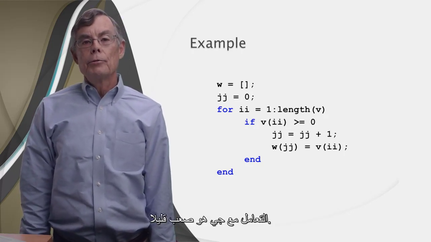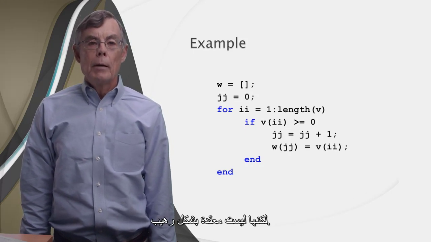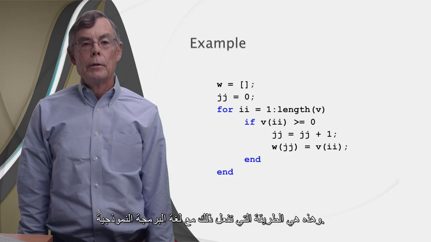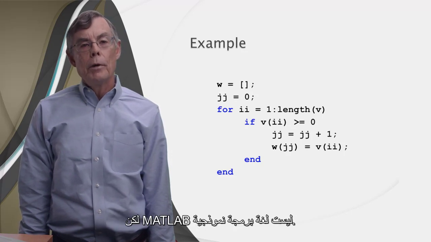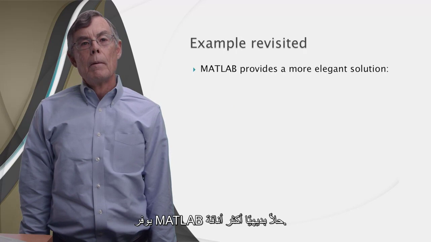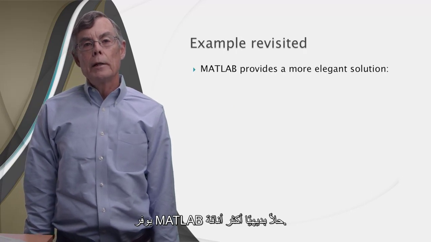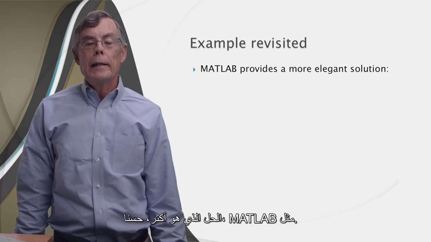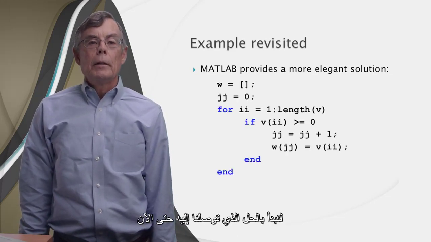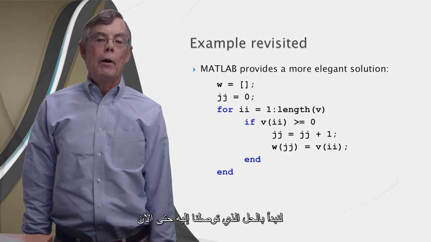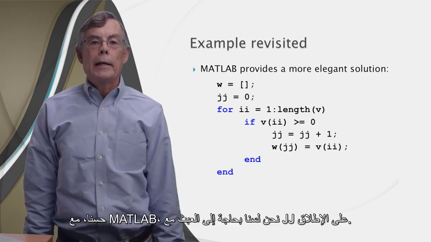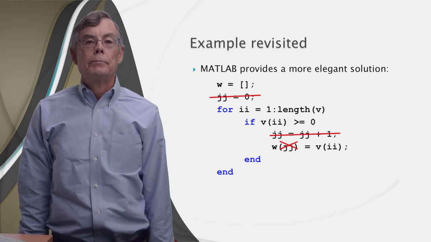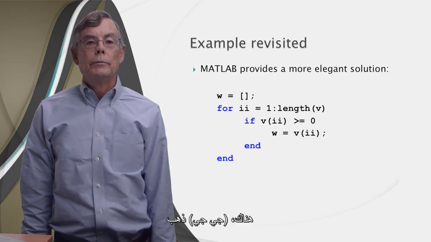Handling jj is a little tricky, but it's not terribly complicated, and this is the way you'd do it with a typical programming language. But MATLAB is not a typical programming language. MATLAB provides a much more elegant and intuitive solution, a solution that's more, well, MATLAB-like. Let's start with the solution that we've come up with so far. Well, with MATLAB, we don't need to mess with jj at all. Let's get rid of that. There, jj's gone.